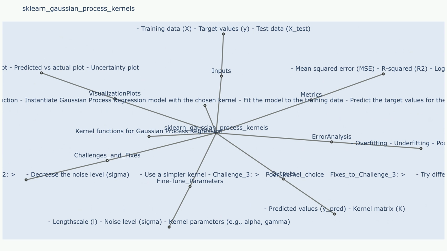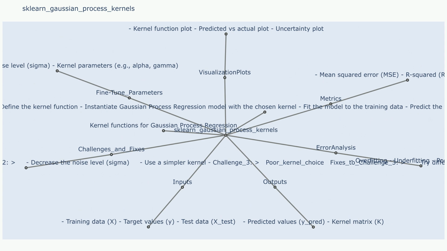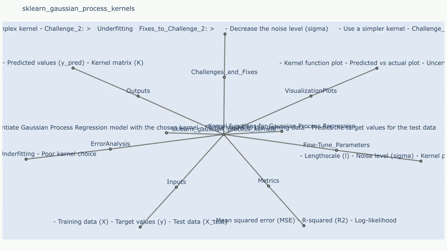Fine-tune parameters: Length scale. This parameter controls the smoothness of the learned function. A larger length scale leads to a smoother function, while a smaller length scale results in a more localized function. Noise level. This parameter accounts for measurement noise in the data. A higher noise level indicates more uncertainty in the data, leading to a smoother function with larger confidence intervals.